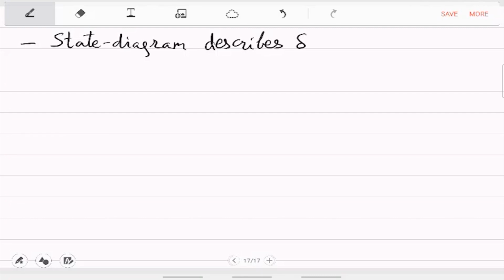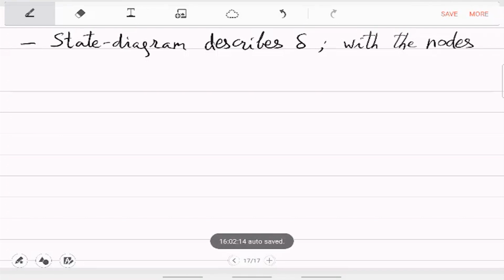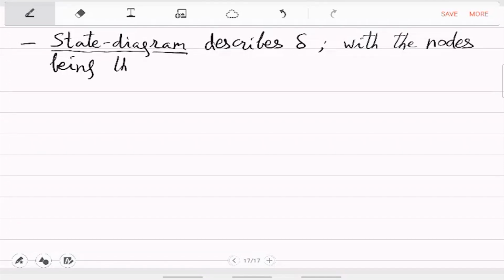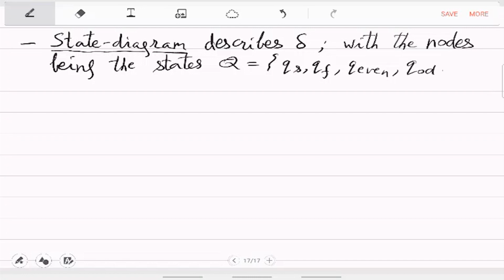Okay. So the state diagram describes the transition function, describes delta, with the nodes being states q, and the edges specify a transition.